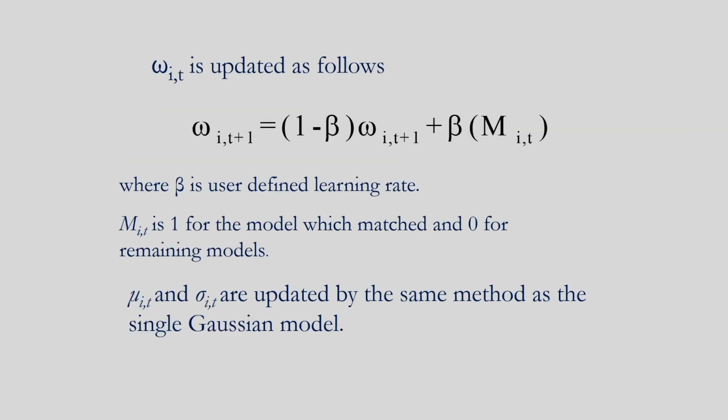After this we have to update the weights by using this equation, and here beta is the user defined parameter, that is the learning rate, and M_i,t is 1 for the model which is matched and 0 for the remaining models. The mean and the variance should be updated like we did in the single Gaussian model. So this is the concept of the mixture of Gaussian model. Briefly I have explained this concept.